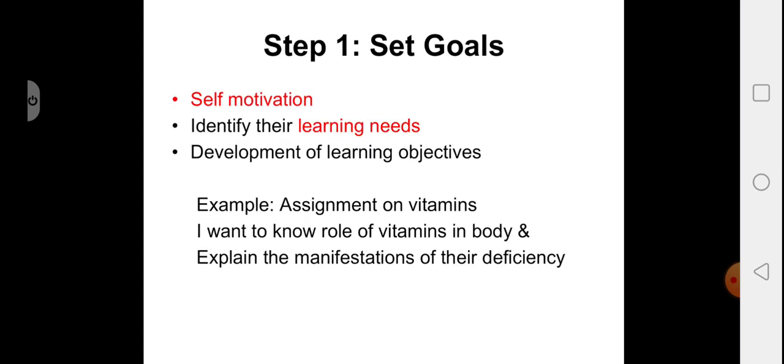Looking into step 1, which is to set goals, it needs self-motivation or initiation by the student. He has to identify his learning needs. Where does he stand? What is his knowledge level? And what is the knowledge or the skill level he has to attain? And then based on that he will formulate the learning objectives.